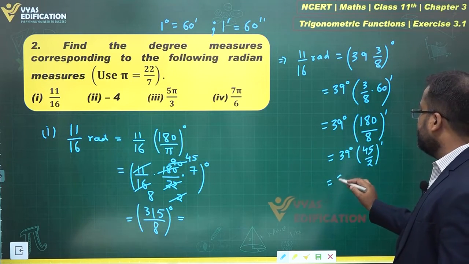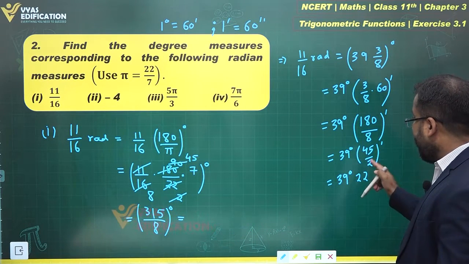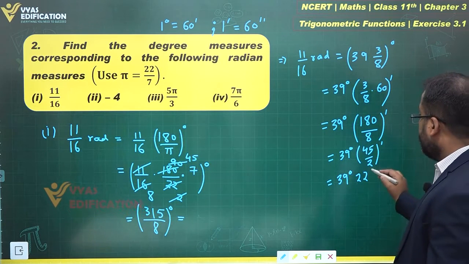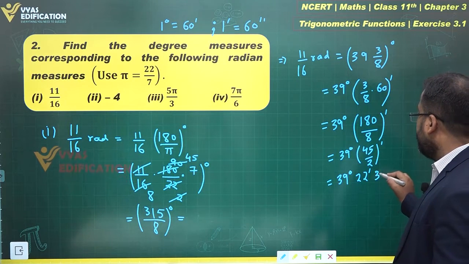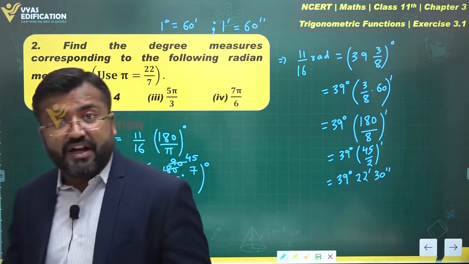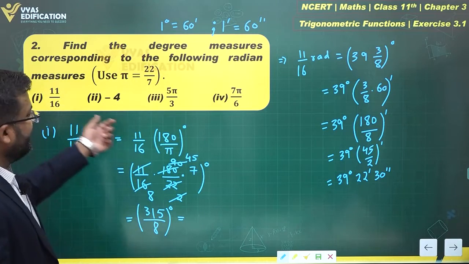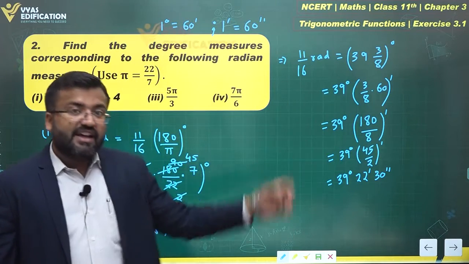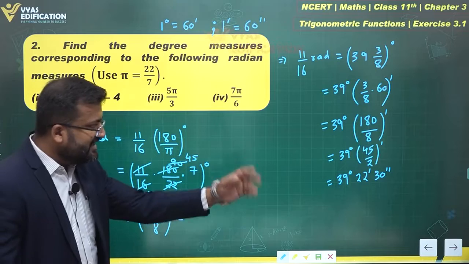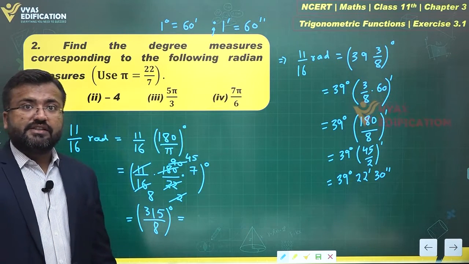Let's simplify this further. This is 39 degree, 22 and a half minutes. 22 and a half minutes would be 22 minutes and 30 seconds, right? So this is 39 degree, 22 minutes, 30 seconds. That's the final measure of this 11 by 16 radian in terms of degrees, minutes and seconds. Obviously, those are the parts of this, right? That's all? Yes. What next?